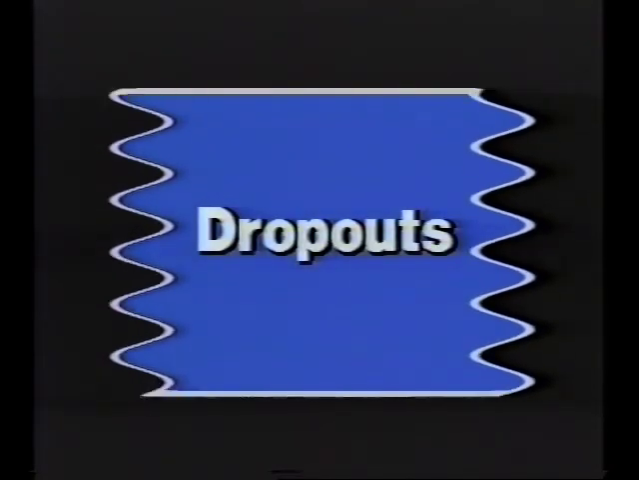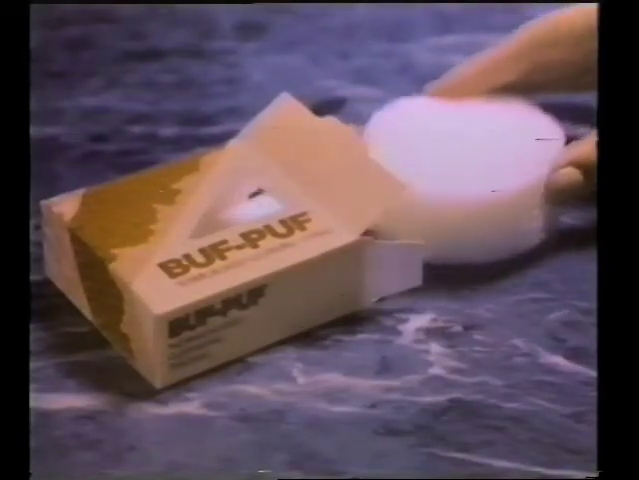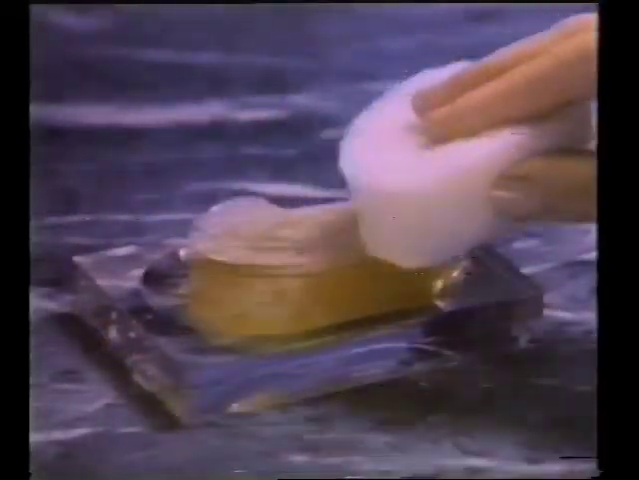Dropouts. A video recording dropout is a momentary loss of magnetic signal. On a television monitor, it is seen as a burst of noise or a white flash that will randomly appear on the screen. Both machine and videotape can contribute to dropouts.